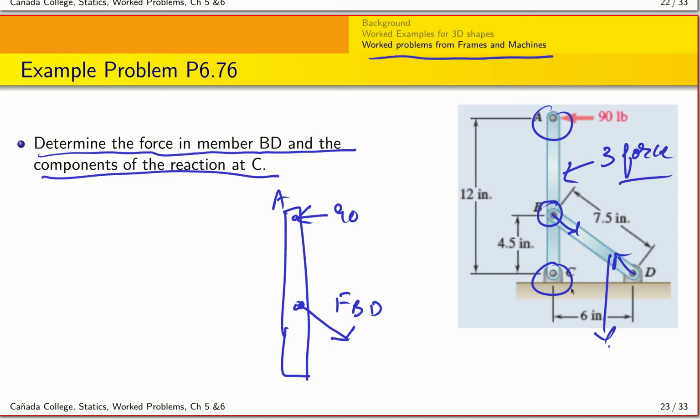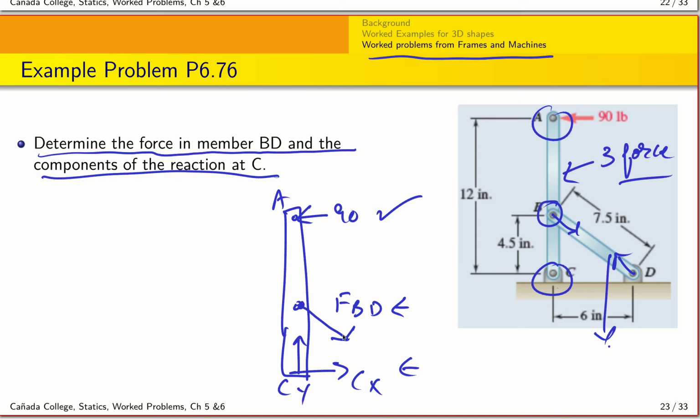And then I have C here, since it's a pin joint. I have both a Cx component and a Cy component. So that is my free body of the dismantled member AC. And you can see here that if I look at this, I have unknowns here and here, and I have a known quantity here, which is 90 pounds.